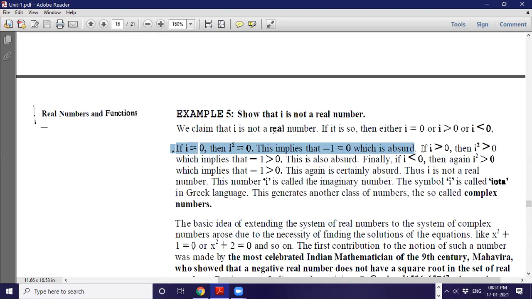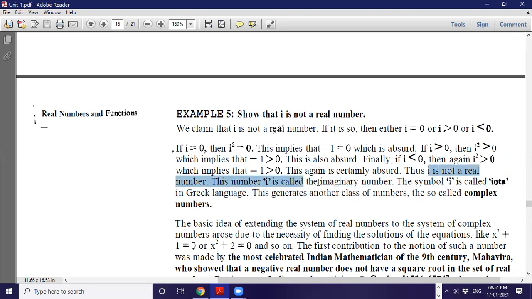Now, if i is greater than 0, we get i squared greater than 0. That is, minus 1 greater than 0. That is again absurd. Similarly, if i is less than 0, then we will get i squared greater than 0, as you know the square of every negative number is positive. Again, we will get minus 1 greater than 0, so that is also absurd. So the fact we have considered, that i is a real number, is false. So i is not a real number.